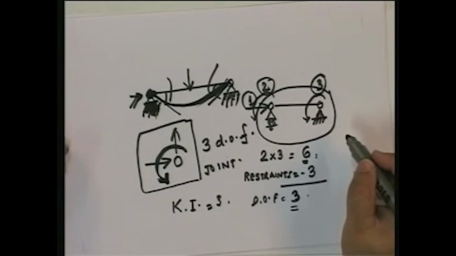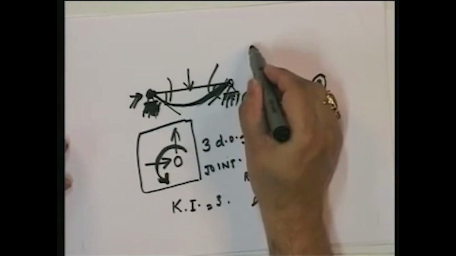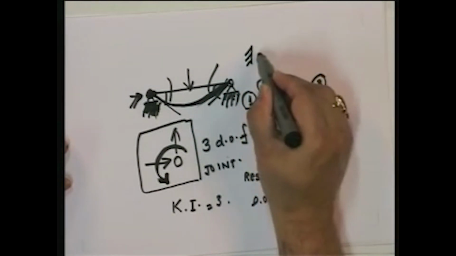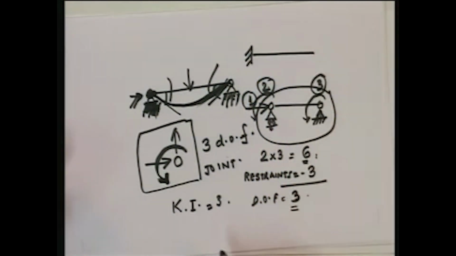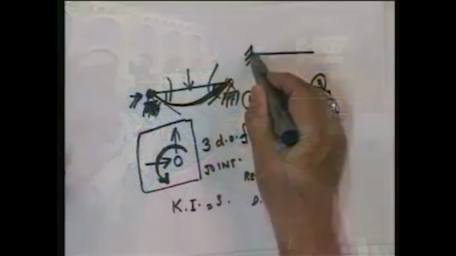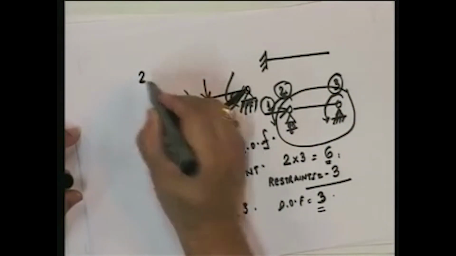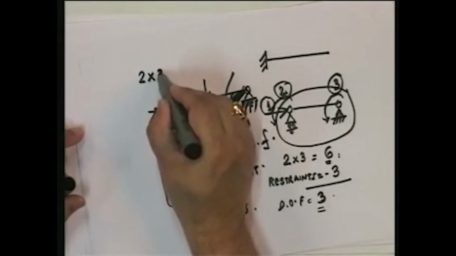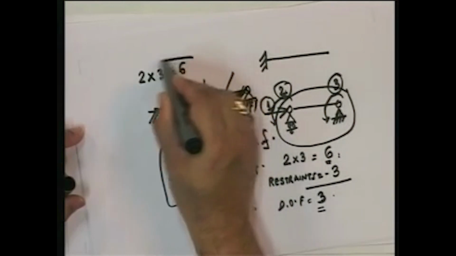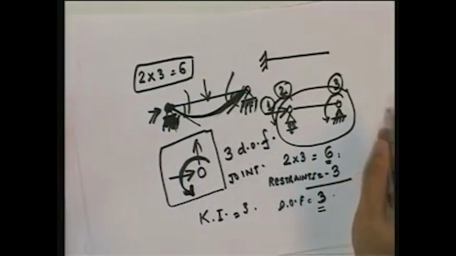I just want to introduce one more joint that you're all familiar with, and so I will take up another statically determinate structure. This is a cantilever beam. What is the kinematic indeterminacy of this cantilever beam? Well, let's go. How many joints? 1, 2. So 2 joints. So how many unrestrained degrees of freedom? Again 6. Unrestrained degrees of freedom are 6.